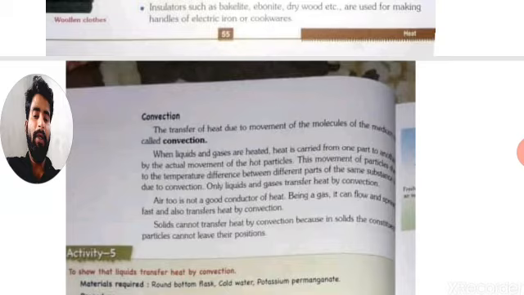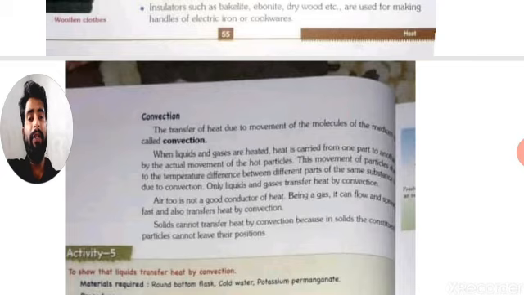There is actual movement of the hot particles, because in a liquid molecules can easily move, and in gases molecules can also move, but in a solid they cannot. Conduction is done in solids, but convection happens only in liquids and gases. Only liquids and gases transfer heat by the convection method.